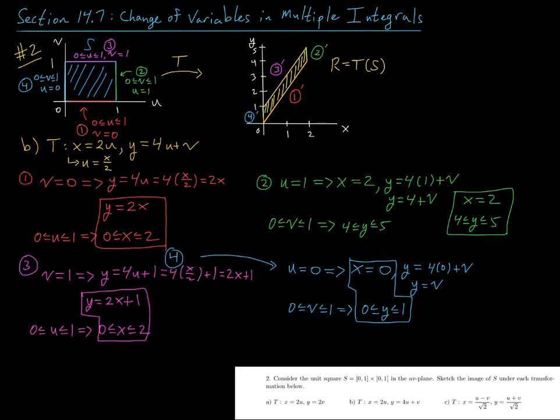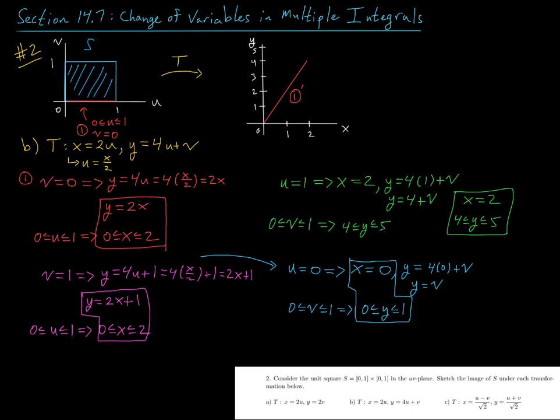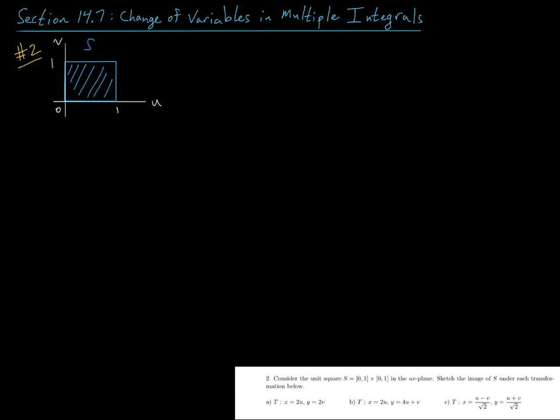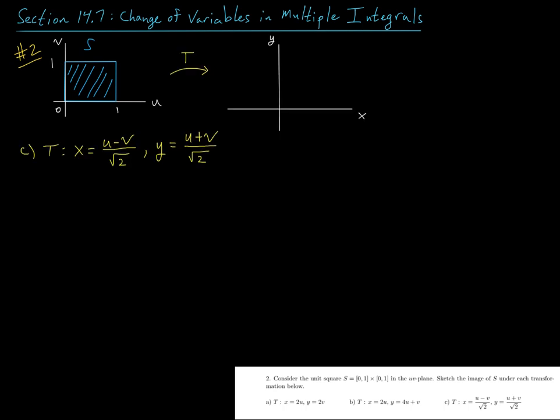Cool. All right, so let's now go ahead and move on to the last one. This is part C, taking out all these layers here. So here's C. We have that x is equal to u minus v all over the square root of 2, and y is u plus v all over the square root of 2.